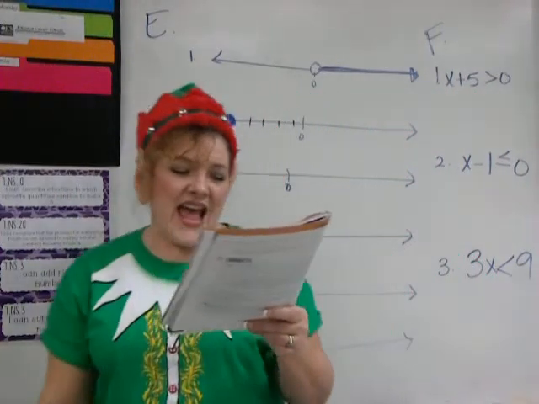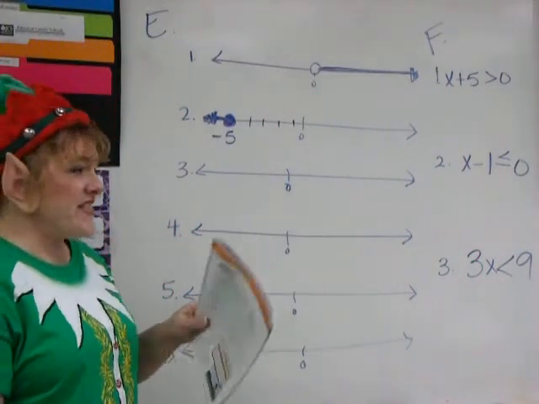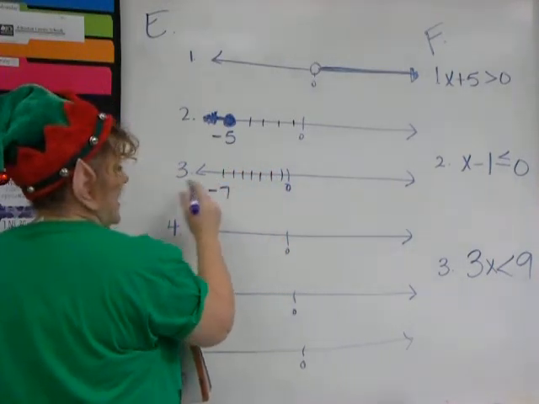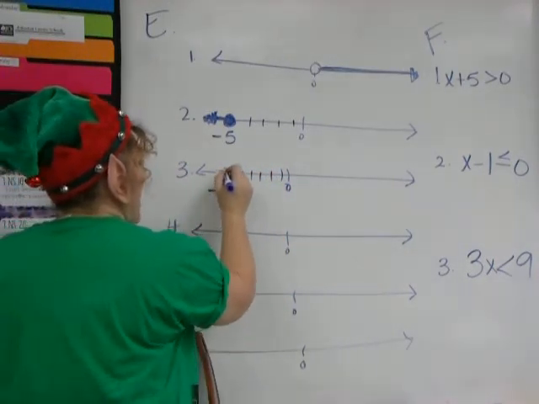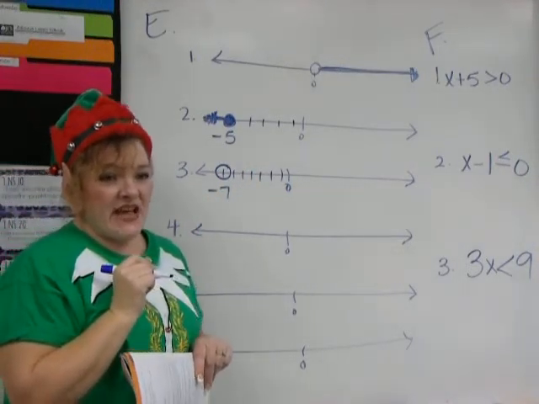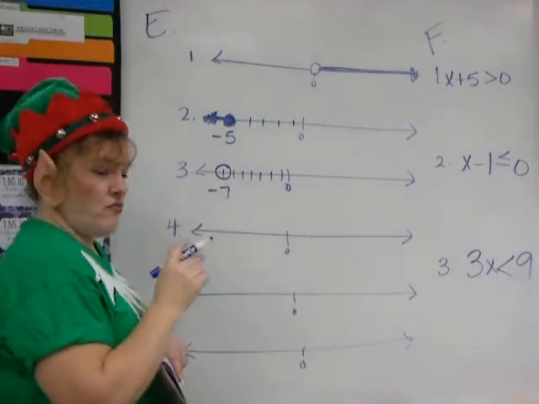Number 3, X is less than -7. So now, I'm at -7. I'm going to put my circle over -7. Is -7 included? No.